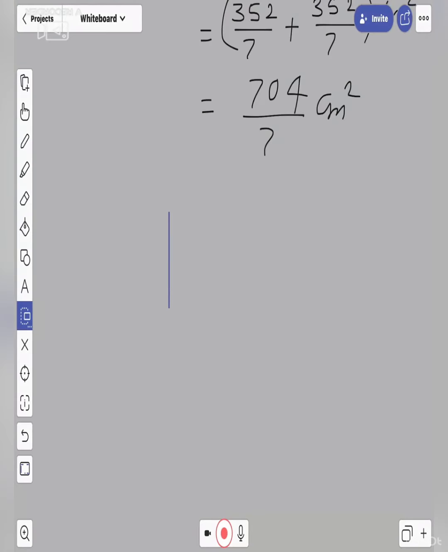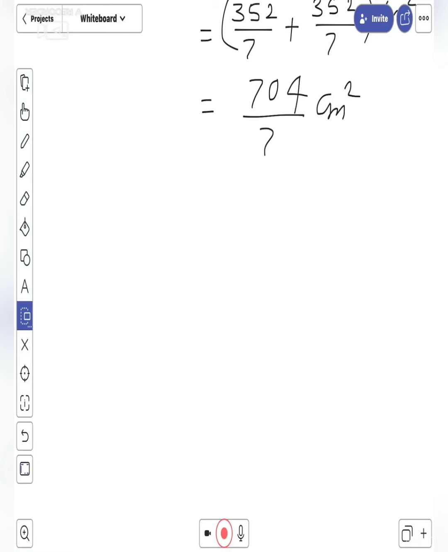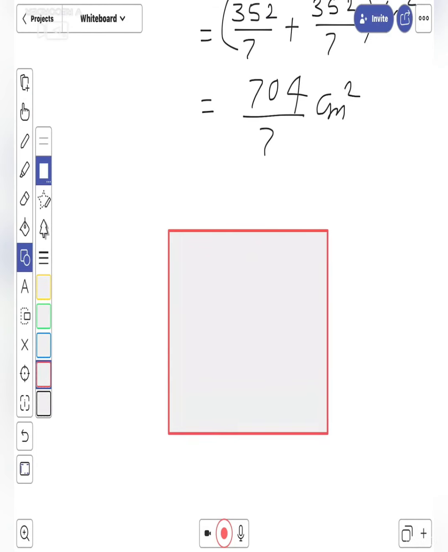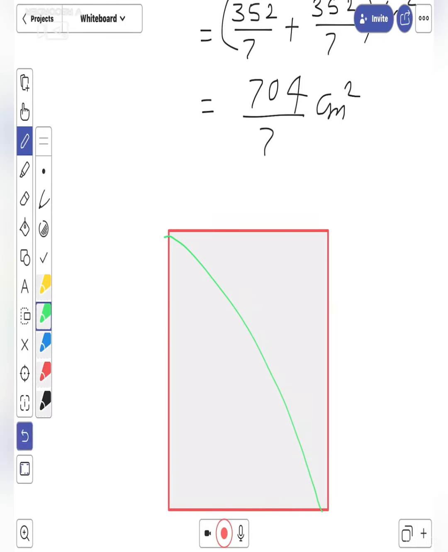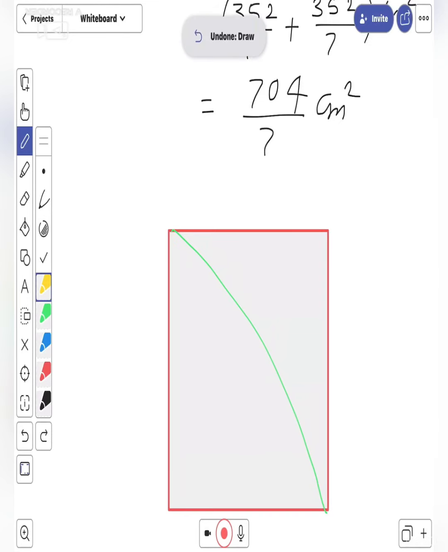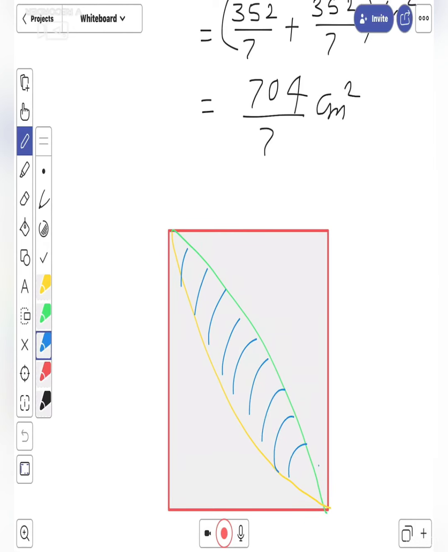Let us see, this is your given figure. Okay, this is your square, and this one is the first quadrant. Just a moment. And this one is the second quadrant. So this area is the common area. Now you will find this common area.